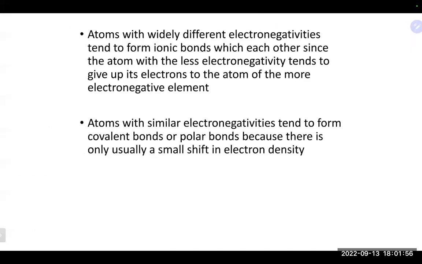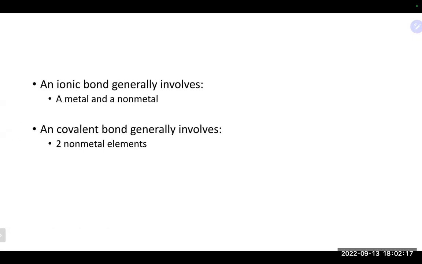Obviously, as we saw, atoms with widely different electronegativities will definitely tend to form ionic bonds. And that's really always your metal, non-metal. Basically, metals on the left-hand side of the periodic table, non-metals on the right-hand side. And obviously, our covalent bonds are coming really from non-metal interaction, which are pretty much in the same spot on the periodic table.